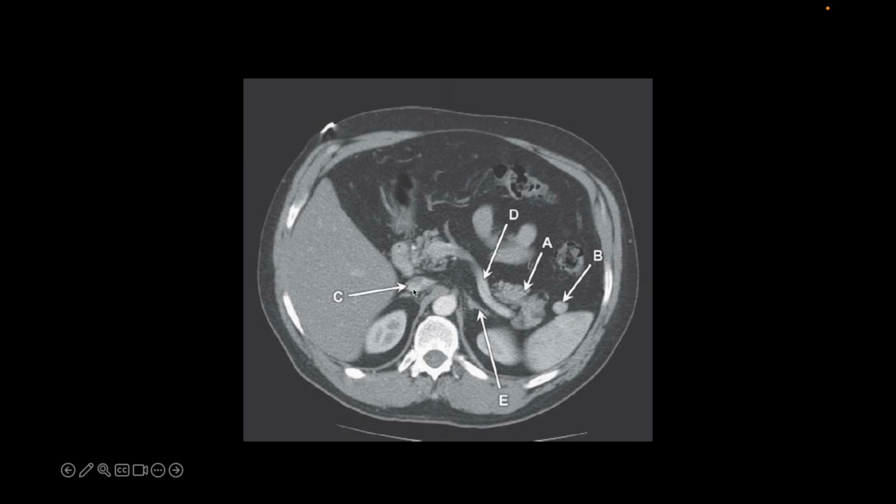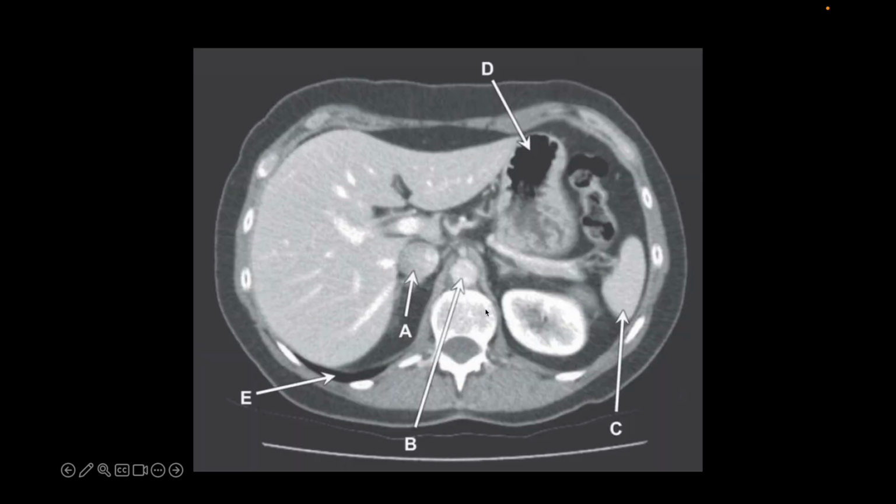C is the IVC. D is the splenic vein. You know it's a splenic vein and not a splenic artery because the splenic arteries are super tortuous, whereas this is actually a lot smoother coming like this, and then eventually it'll go into the portal vein here. And then E is the left adrenal gland.